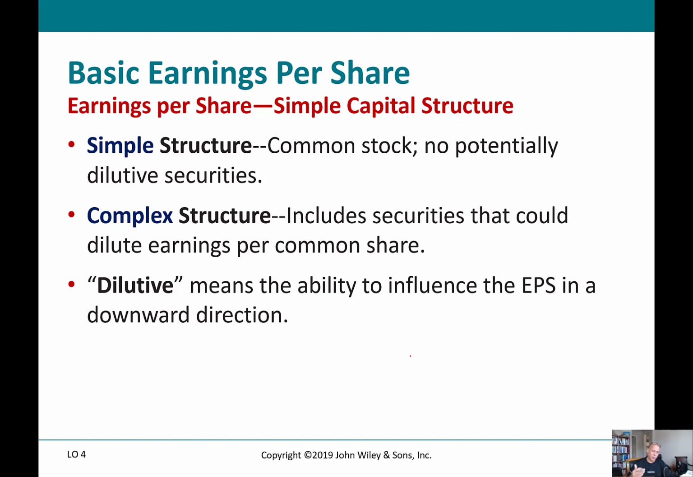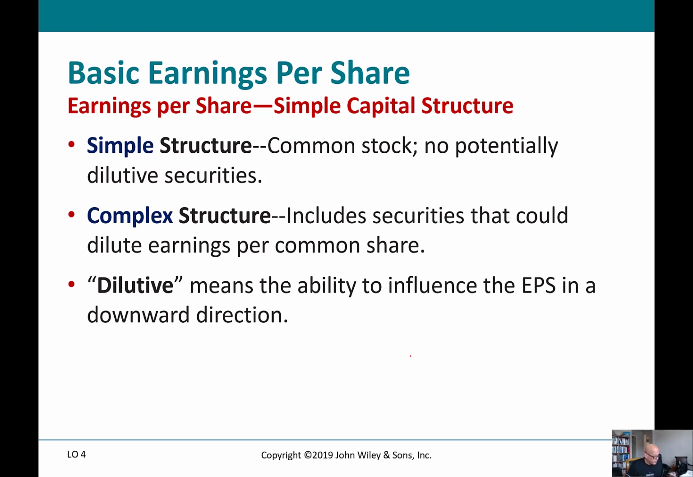Now, it's very important. I'm going to keep repeating this. You only report the effect of dilutive conversions. If you have a conversion that somehow increases your earnings per share above the primary, you do not report that. So we're only looking for the worst case scenario. We're only looking for dilutive shares when we get to that, okay?